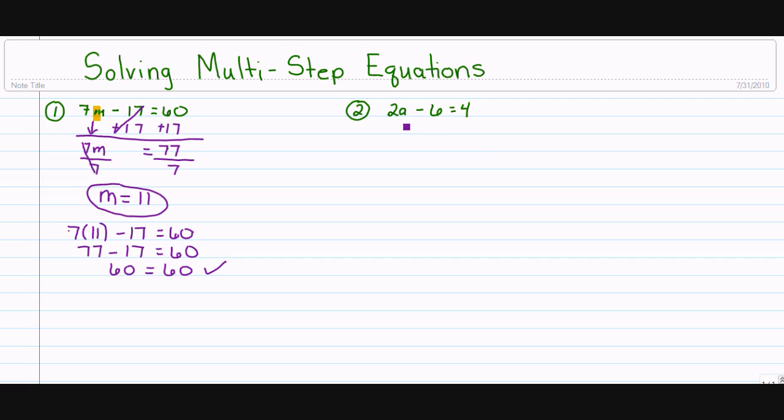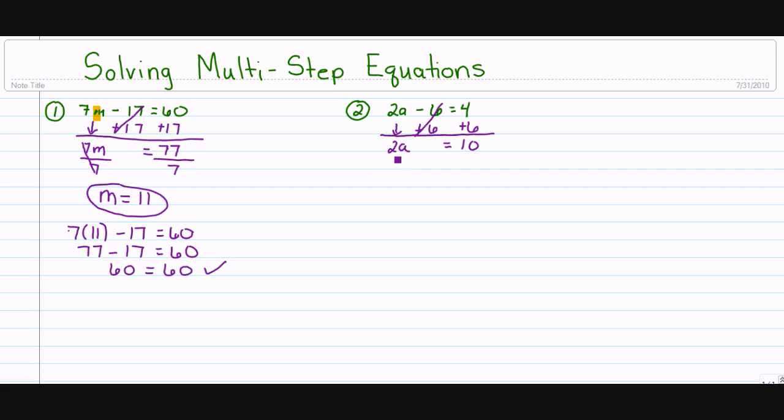Number 2, I have 2 times a minus 6 equals 4. I want to do my addition and subtraction first, so I want to move my negative 6 over to the other side. I do that by doing the opposite to both sides of the equation, which I'm going to add 6. I rewrite my problem. 2a cancels out, equals 10.